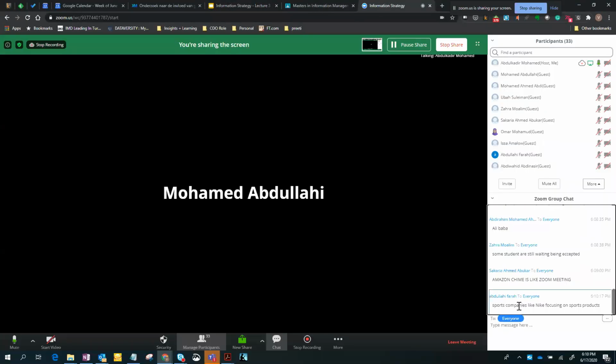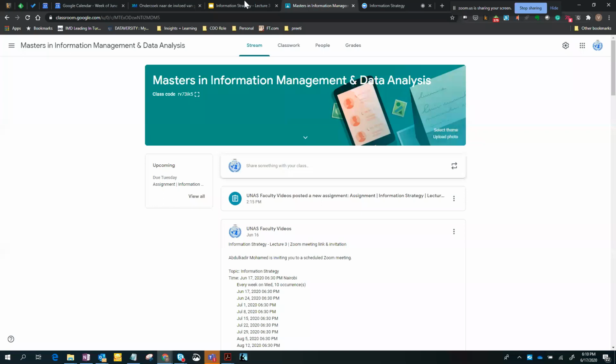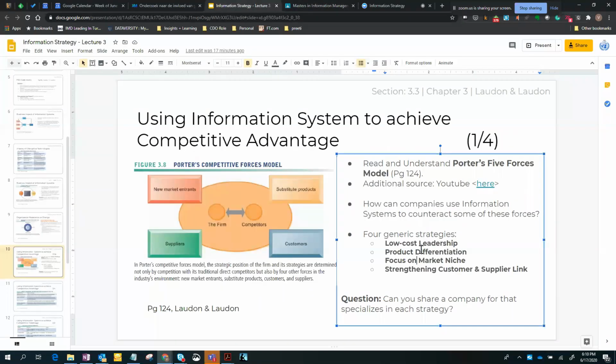Yeah, sports companies, like Nike. Nike is a good example of product differentiation because they focus on trying to brand their products heavily. They try to brand it differently than, let's say, Adidas and Puma or other sports clothes companies. But yeah, so you get the idea. So companies have to choose a strategy.